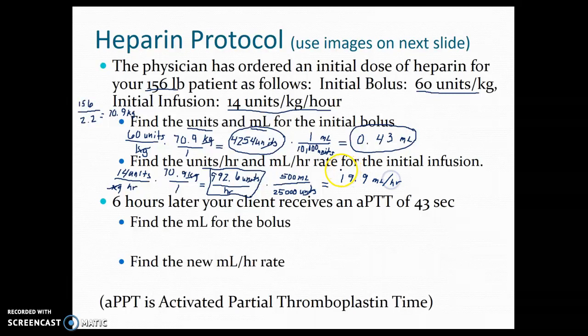And so that is the second half of what I wanted, because now I have the units per hour and the milliliters per hour. So next, I'm told that it is 6 hours later, and my client has an APTT of 43 seconds. The APTT is the activated partial thromboplastin time, and it is a blood clotting value. So if I take a look at the protocol, it'll tell me what I should do based on my patient's APTT.